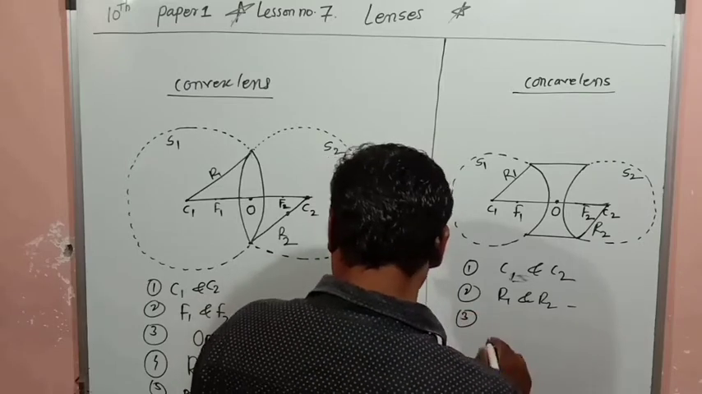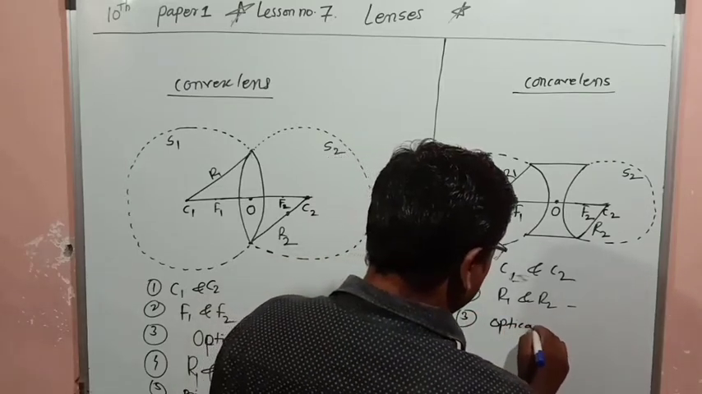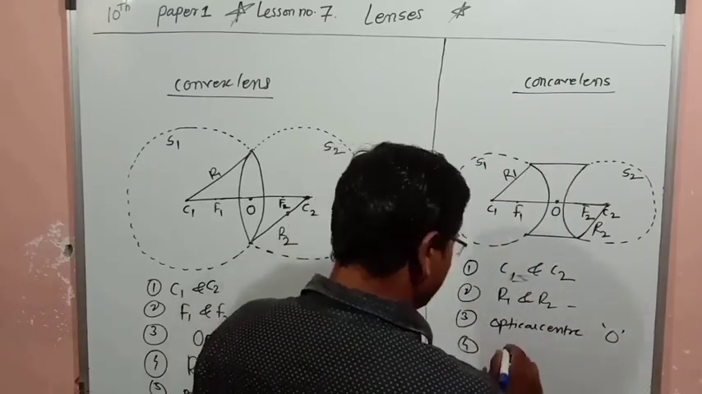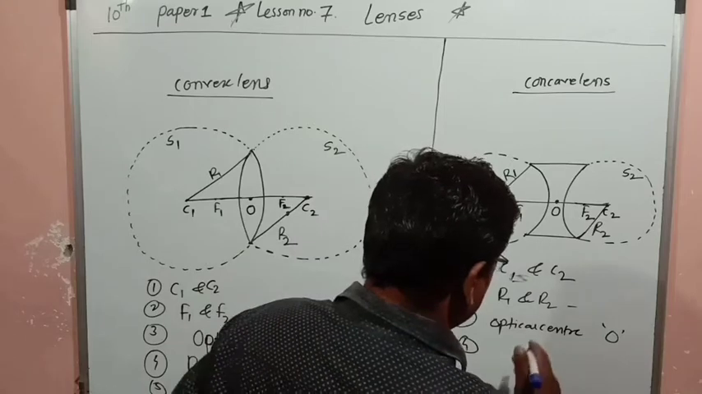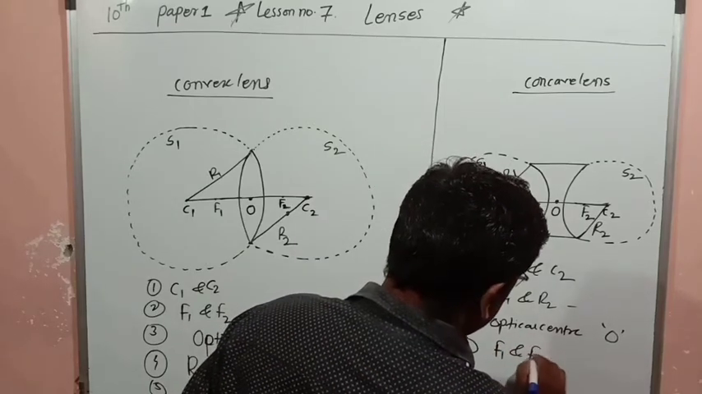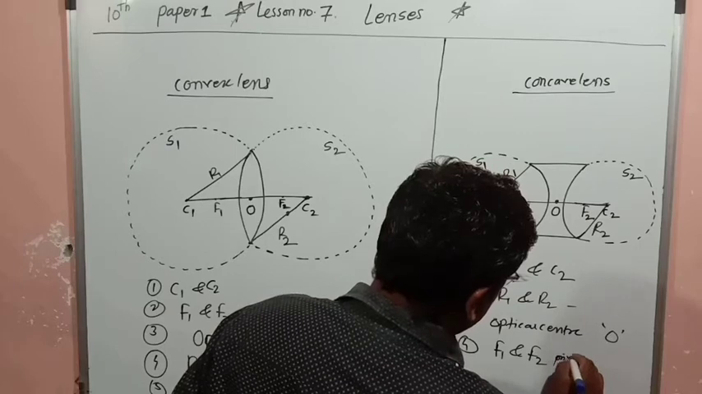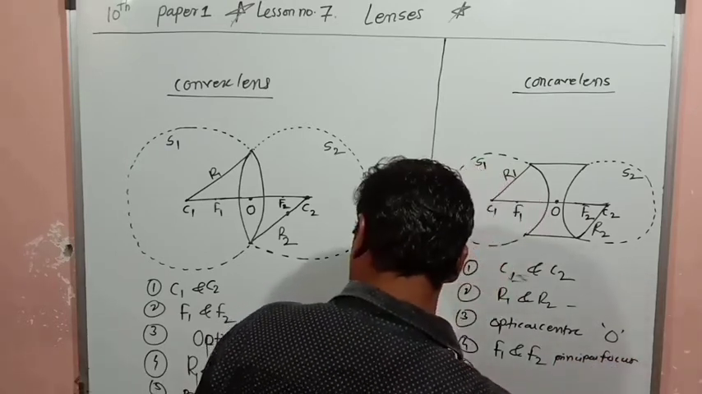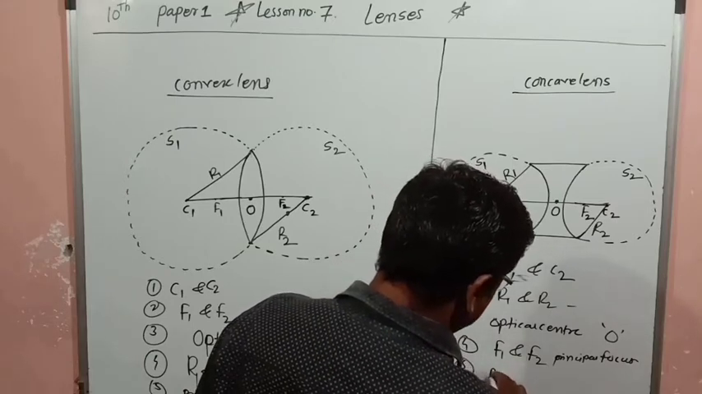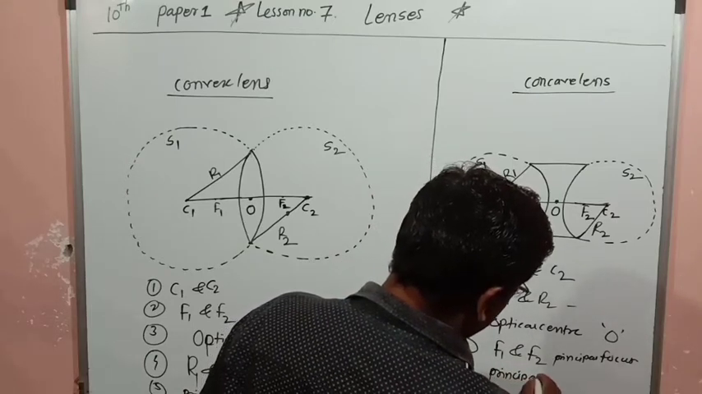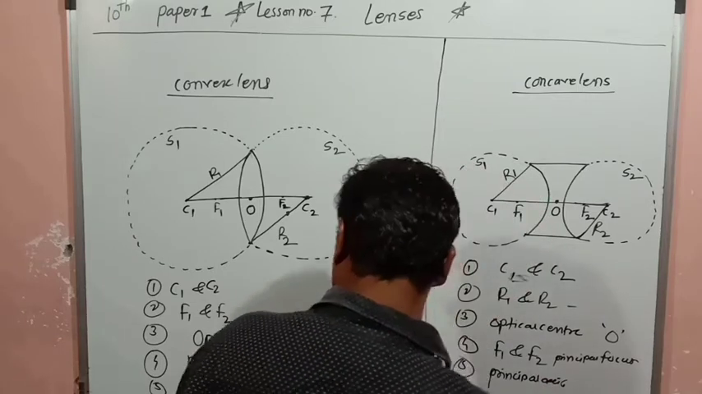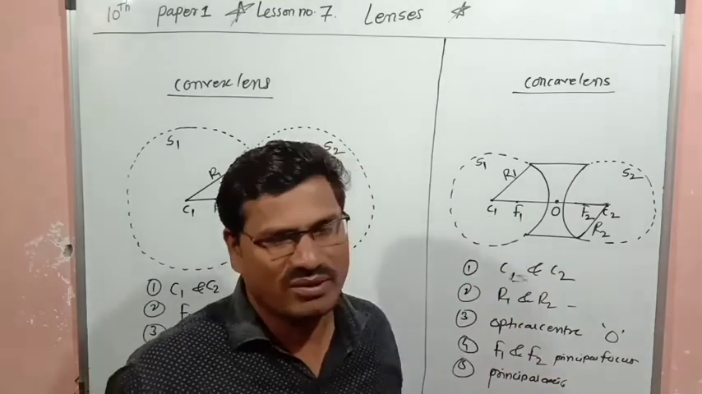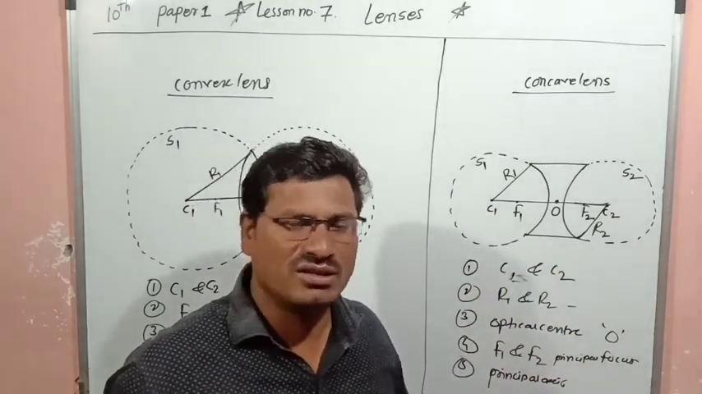Third is the optical center O at the middle. Next, F1 and F2, two principal focus. And fifth, the principal axis, and that principal axis joins the two centers of curvature.